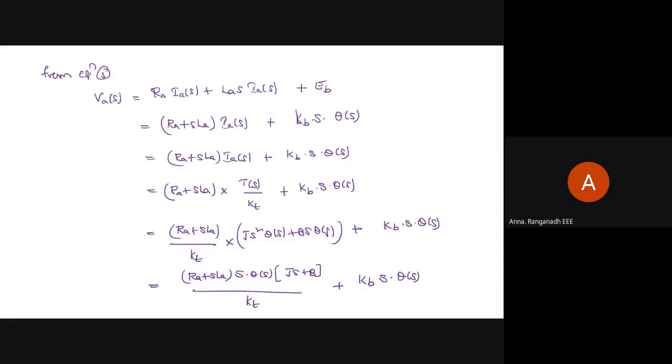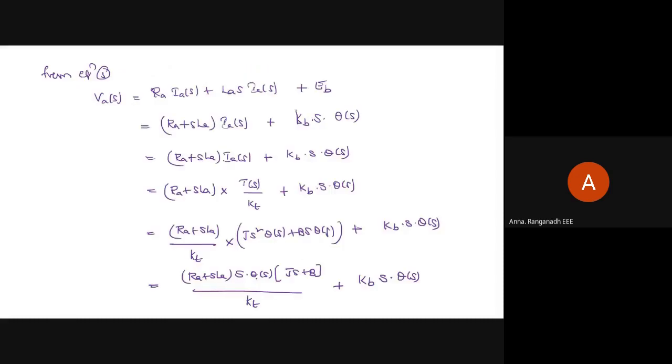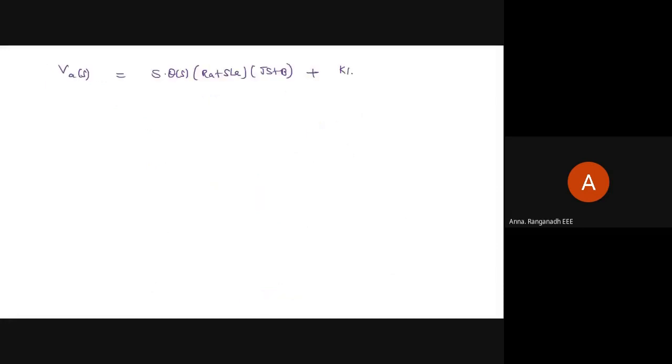So now let us take the LCM. If I take the LCM, the left side V of s is the common. Here this Kt will be multiplied, so the denominator should be Kt. The remaining terms will be as usual: s into theta of s into Ra plus sLa into Js plus B, plus Kb s into theta of s. Here Kt will be added because I am taking the multiplication.